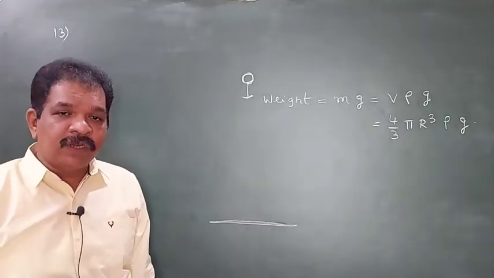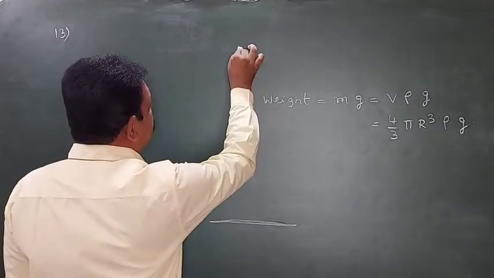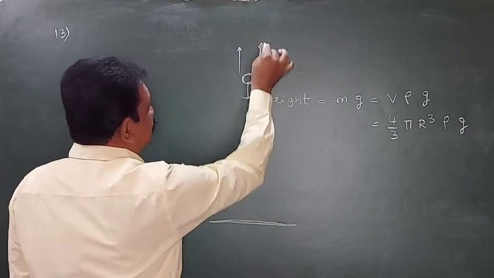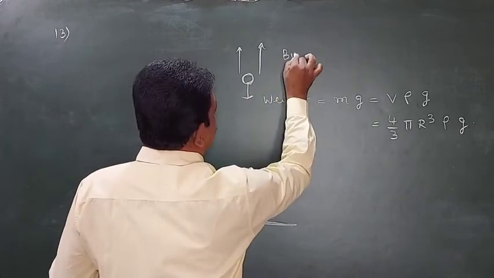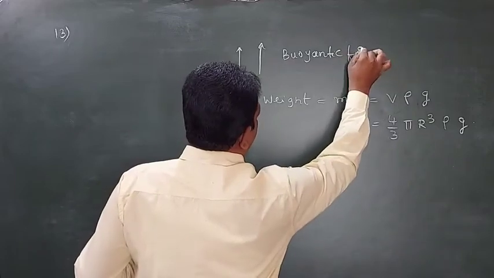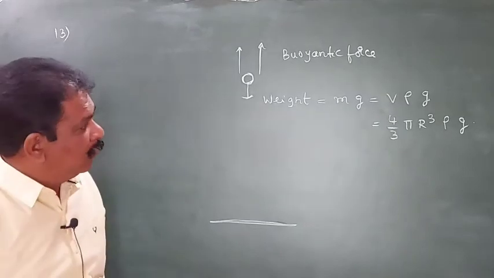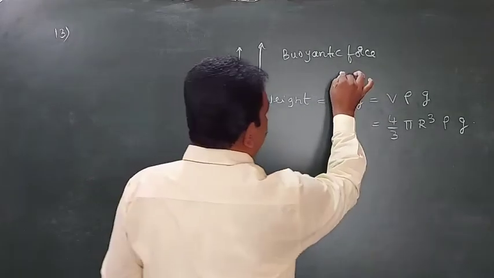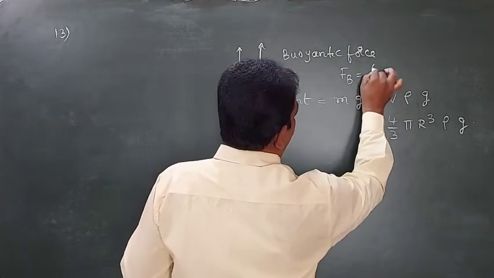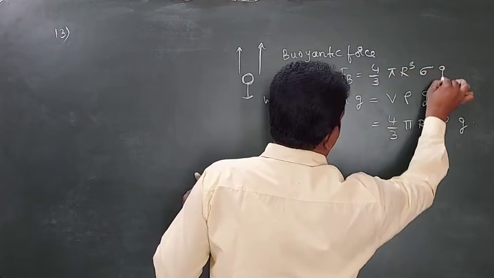2 forces will act to oppose the motion. What are those forces? Air will create a buoyant force that will try to oppose the motion. How much buoyant force will be there? 4 by 3 pi R cube sigma g.